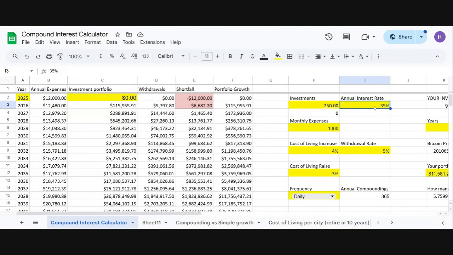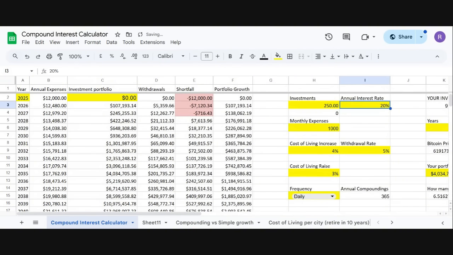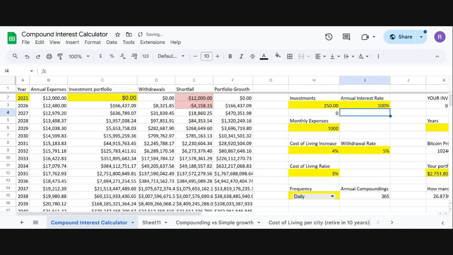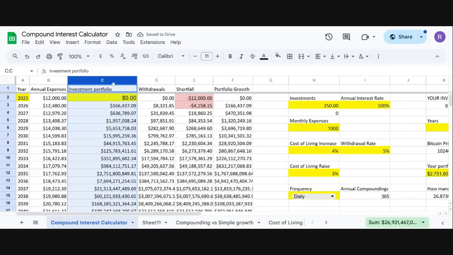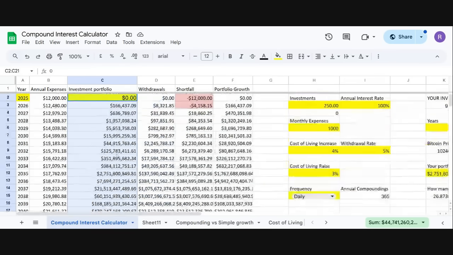You can also change the annual growth rate. So if you think Bitcoin is going to give a 20% return, you can change that here. If you think Bitcoin is going to give you a 100% return, you can also change that here. So however you want to do it, change this number. That's going to reflect on here, on your investment portfolio.